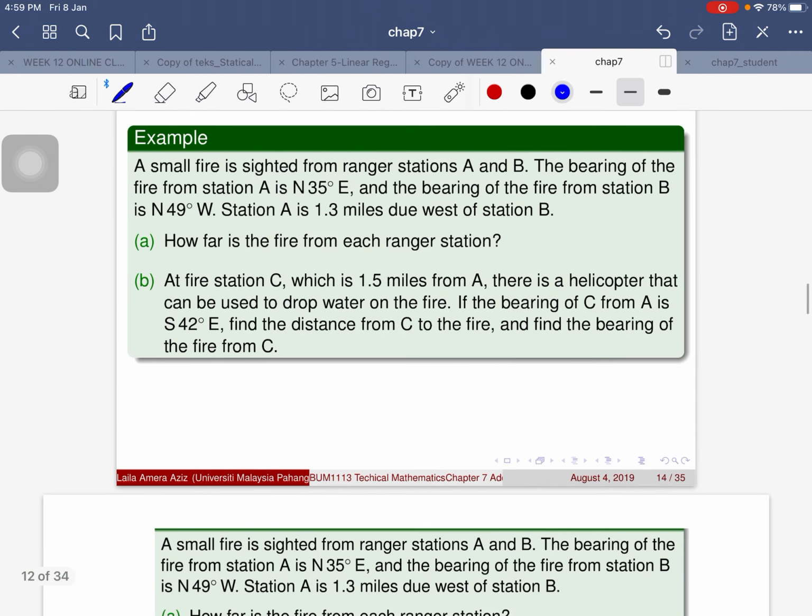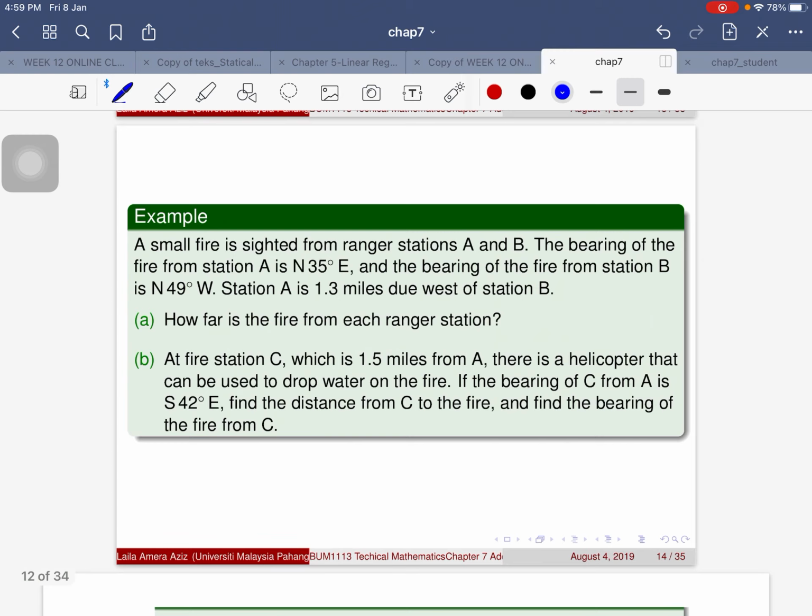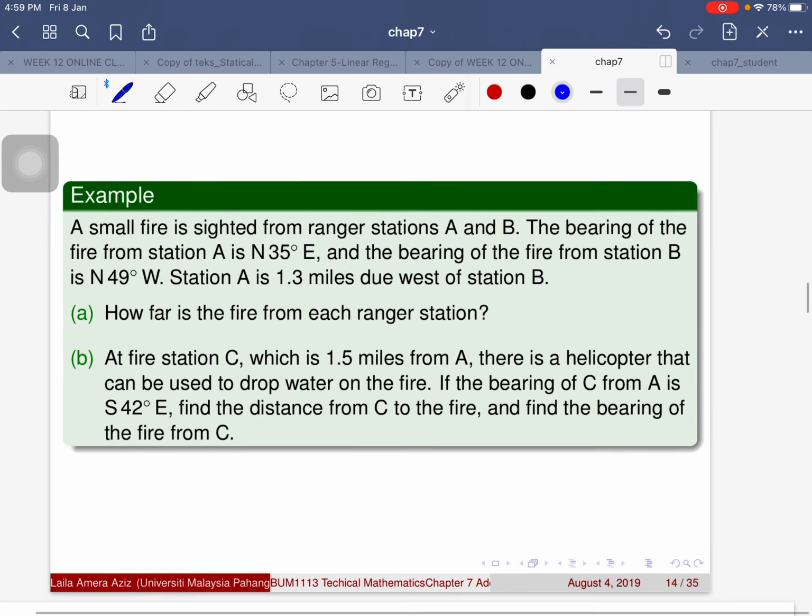Okay, using the bearing, I'm going to show you this application problem over here. I know that this is not going to be easy for you to visualize, but when you come across a question like this, you have to read it again and again until you can actually visualize what's going on in your head.